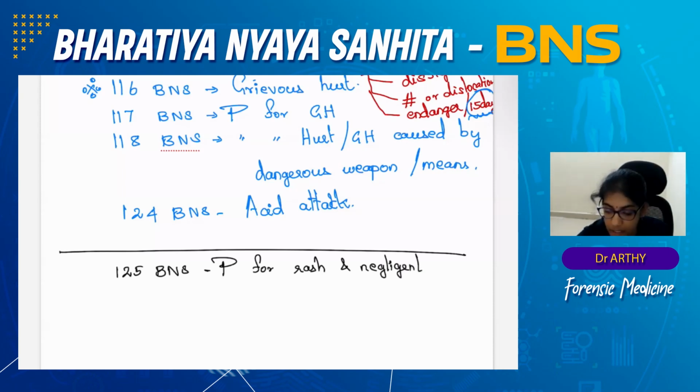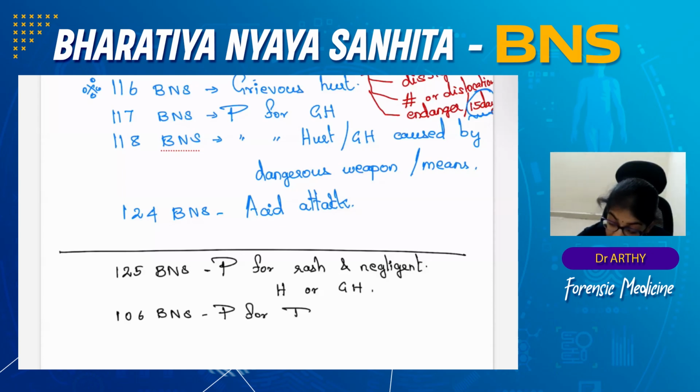Okay, so they give the punishment for rash and negligent act where a person suffers hurt or grievous hurt. Now, this is the important section, 106 BNS. In 106 BNS, they talked about punishment for death due to rash and negligent act.